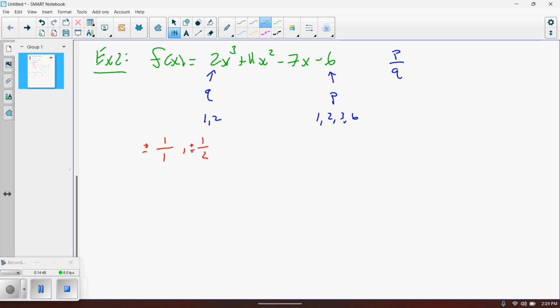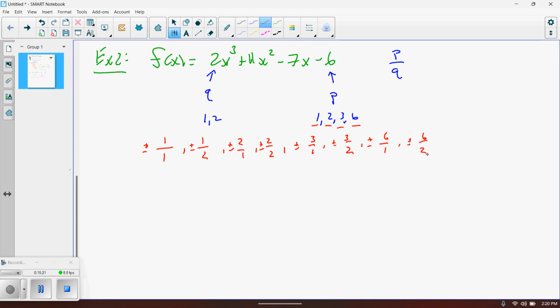Okay, now let's move on to the 2 value of the P. So we've done the 1, now let's do the 2. So that could be 2 over 1 or 2 over 2, plus or minus. Now let's move on to the 3. Plus or minus 3 over 1, plus or minus 3 over 2. And then we'll do the 6 last here. Doesn't have to go in that order. We just did it that way. Plus or minus 6 over 1 and plus or minus 6 over 2.